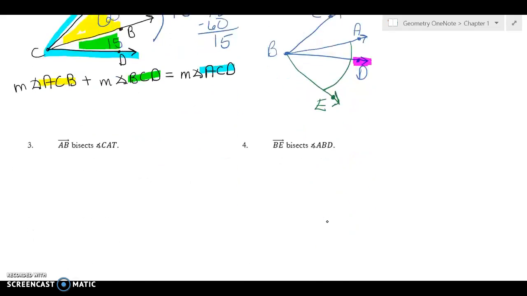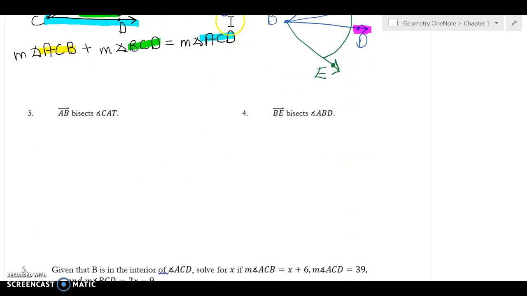All right, let's look at what happens when I bisect. Now, when I bisect, what's nice about this is that they're not going to have a bunch of different stuff, and they're not going to give you stuff you don't need, like with the segment bisector. So I need to draw this angle. I need to draw angle CAT. So I'm going to draw my angle.